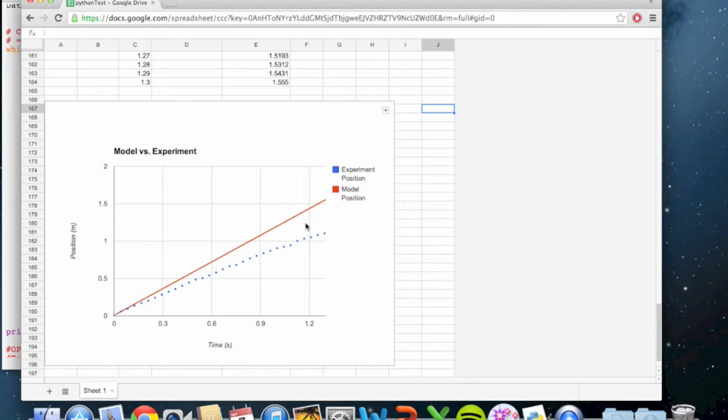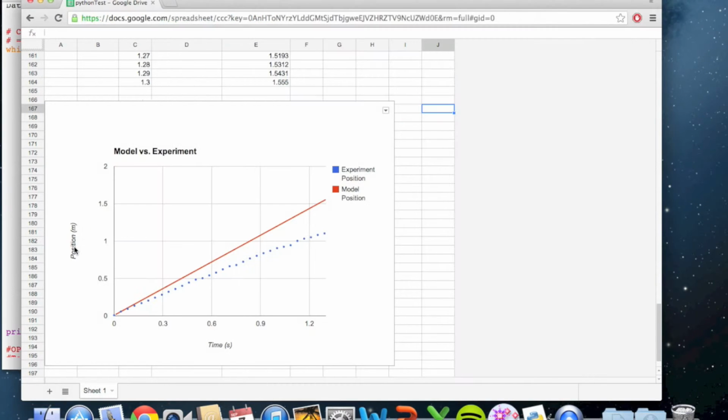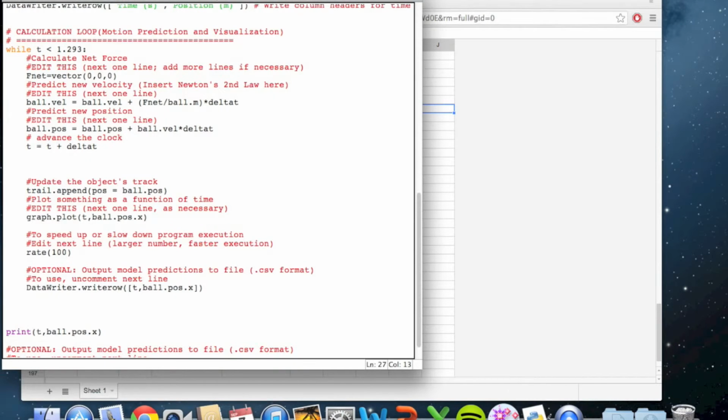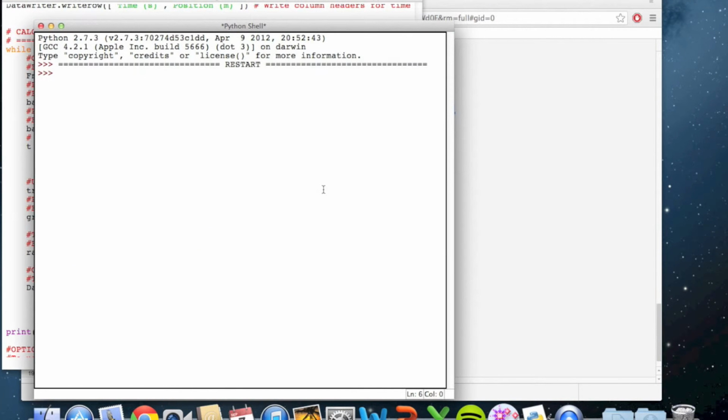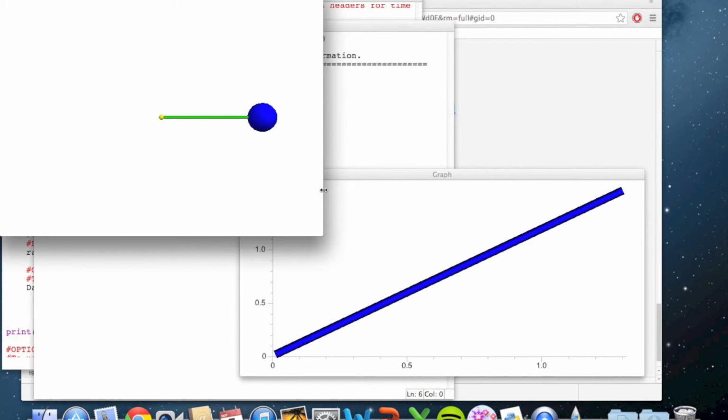As you can see, the model position, or what should have been the model position, was perfectly straight. The experimental position was not. It looks kind of similar to what the Tracker graph was, but the model position is perfectly straight, because when we look at our code and run it and see that model, it doesn't have any outside forces acting on it. So this is with a net force of 0. There's no gravity, there's no friction, there's no anything.